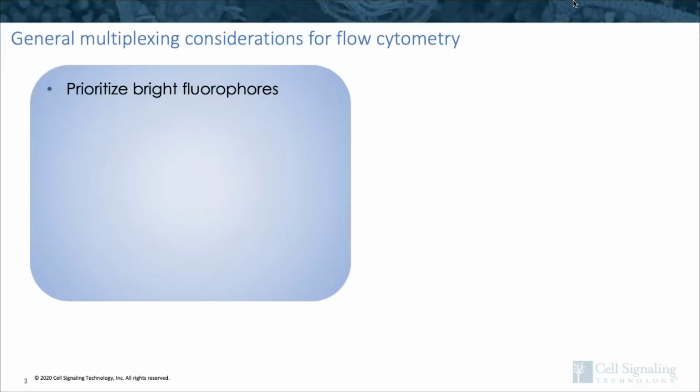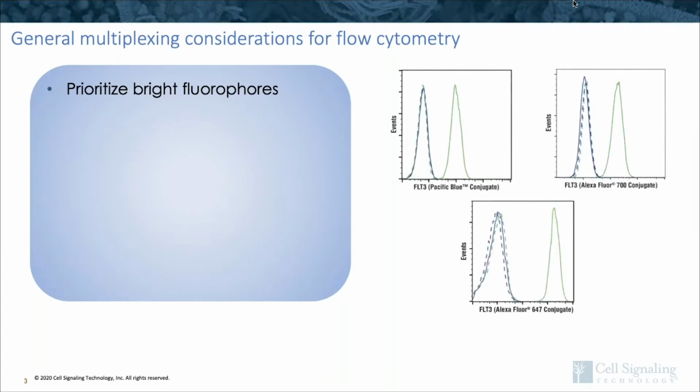So when performing this type of experiment, your same general multiplexing considerations apply, just the same types of things you'd want to take into account when working with a panel of only extracellular antibodies. Namely, those things will include prioritizing bright fluorophores. So you want to make sure to, whenever possible, use fluorophores that are going to give you the best separation between positive and negative populations. And to be able to get a sense of how bright different fluorophores are, you might want to consider searching for staining index values.